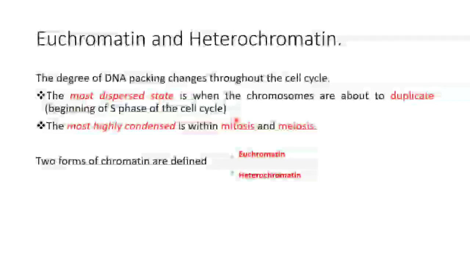And at the second time, you can find the DNA, the chromatin, highly condensed when the cell shifts to mitosis or meiosis, the cell division. This change in state represents the change in the degree of DNA packaging or packing. So that's why the scientists discovered two forms of the DNA. The first one is known as euchromatin, and the second one is known as heterochromatin. So what is the difference between the euchromatin and the heterochromatin?